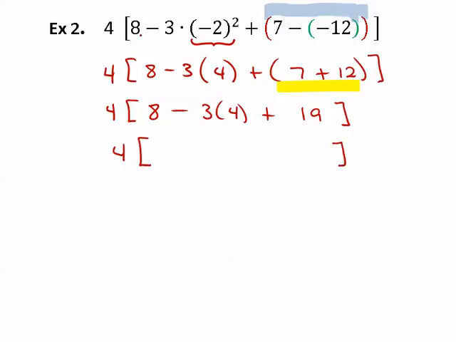Now we want to completely simplify within the brackets. Now what's the most important operation, the subtraction, the multiplication, or the addition? Well, the answer is the multiplication. So 3 times 4 is 12. Then we have plus 19. So next we want to go from left to right because subtraction and addition are equally important. 8 minus 12 is negative 4.